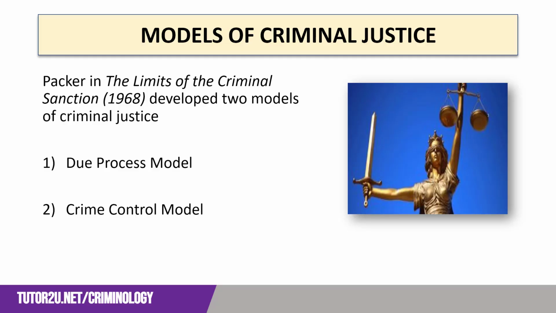There are different models of criminal justice that students need to know for assessment criteria 1.3 of the WJEC Level 3 Applied Criminology. The two models that they need to know were outlined by Herbert Packer in The Limits of the Criminal Sanction in 1968, as he developed two models of criminal justice: the due process model and the crime control model. In this video we're going to focus on the due process model, one that presumes an individual is innocent and provides them with rights throughout the process of the criminal investigation and trial. In a second video we'll look at the crime control model.